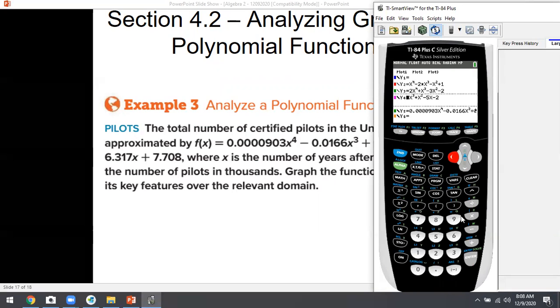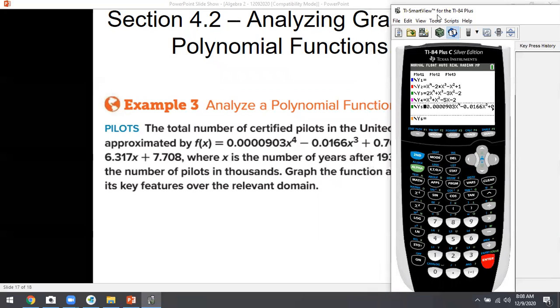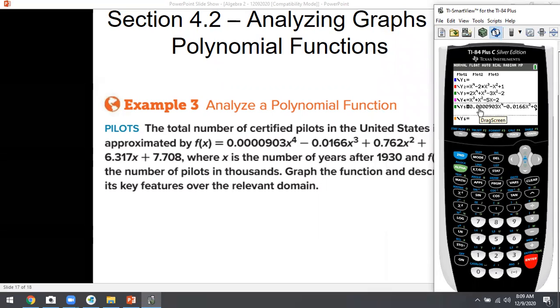Let's see if we can do that right, because that's hard in itself. Check every little dumb number. Down here, I kind of got it in my calculator already. There are 4 zeros after the decimal on this first one. 0.0000 and then 1234, and then 903x to the 4th. After that's not so bad, just type in a lot of digits. Minus 0.0166x cubed. Plus 0.762x squared. And then plus 6.317x and an additional 7.708 thrown on the end.